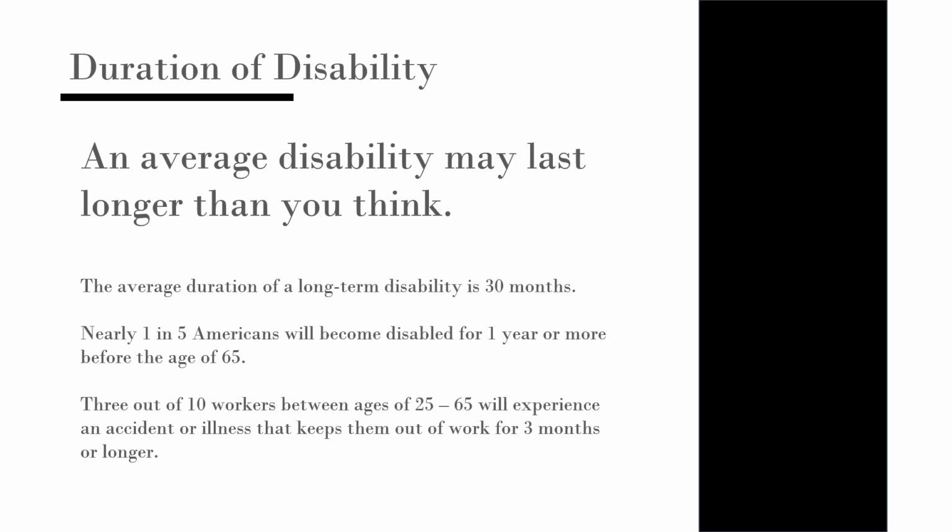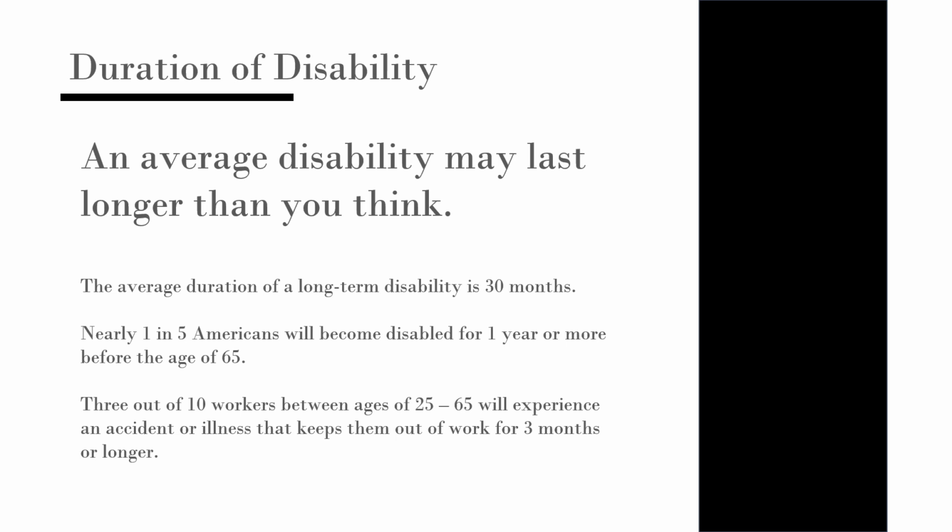Duration of disability. On average, a disability may last a lot longer than you think. The average duration in the United States is currently 30 months. Nearly 1 in 5 Americans will become disabled for a year or more before they turn 65. That's an amazing statistic. 20% of the populace will be disabled for over a year before they're 65 years of age.